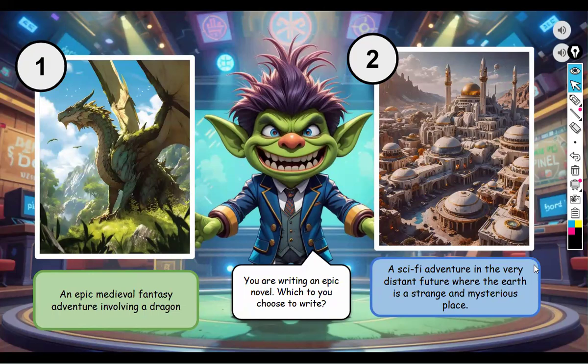Be honest, right? If you chose the sci-fi, 0 points. If you chose the medieval fantasy, you got 10. Keep track of your points. I personally am a fan of option 1. All right, so let's move on.